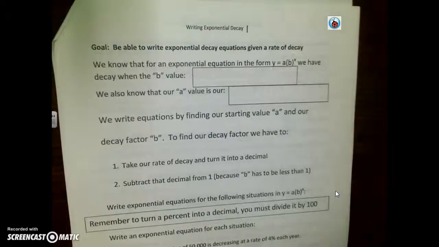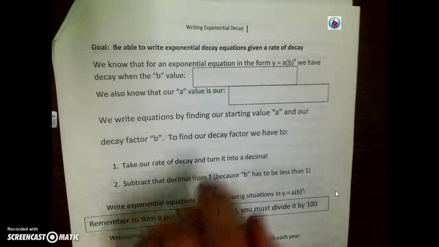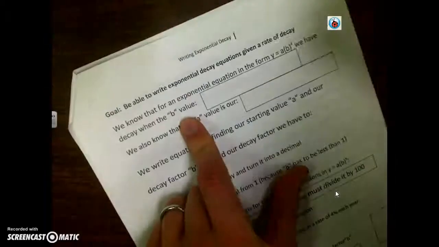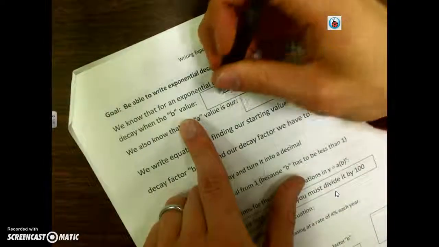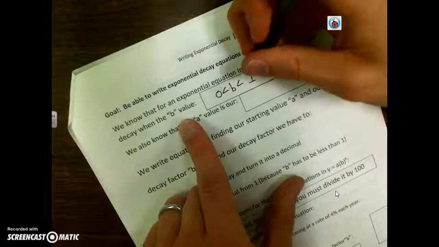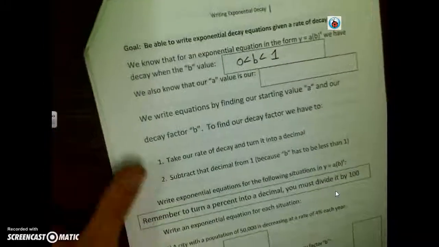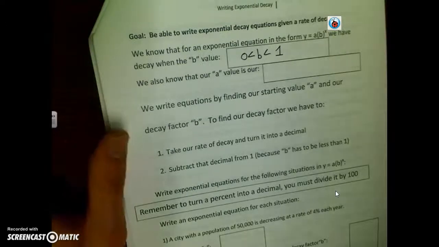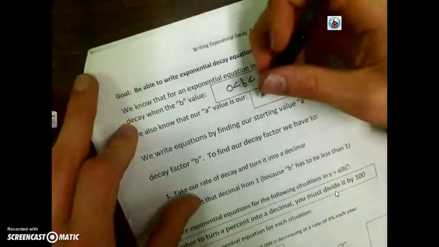Now let's talk about writing exponential decay. This is going to be a very similar process to what we just saw, right? Except now, when we're looking here, we know that our b value, when we're decay, has to be in between 0 and 1, right? It can't be negative or 0 or 1. It has to be pocket change. And our a value is still our y-intercept.